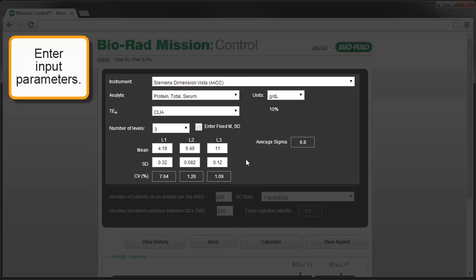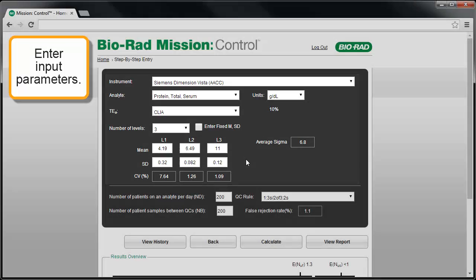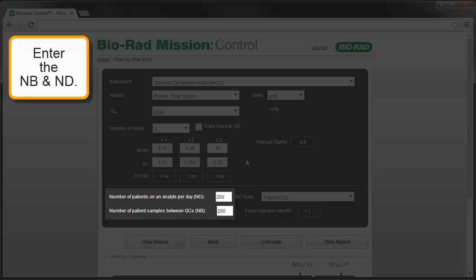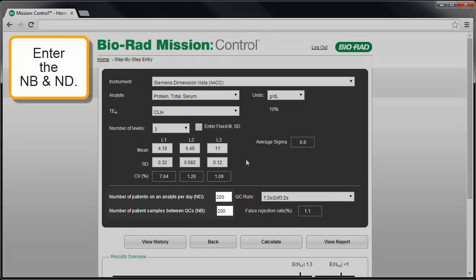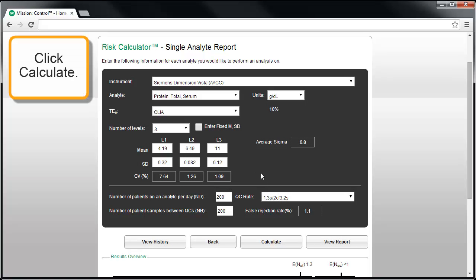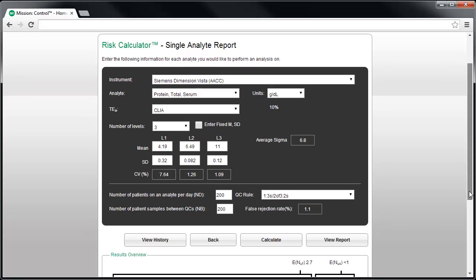From the Single Analyte Report page, enter the input parameters. Since you are already a Unity real-time user, most of the required inputs have been directly downloaded when your lab was set up. You still need to enter the NB, which is the number of patient samples between QC runs, and the ND, which is the number of patients run per day. In this case, the input is 200 for both. Click Calculate Results.